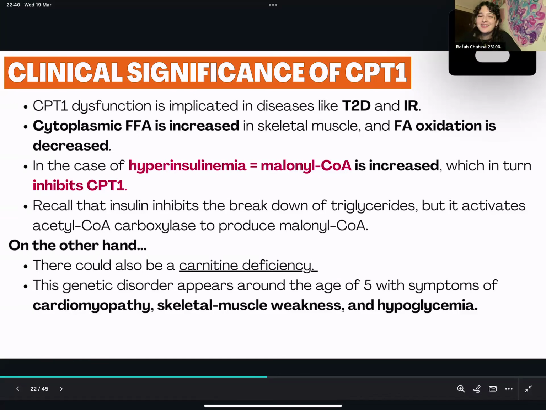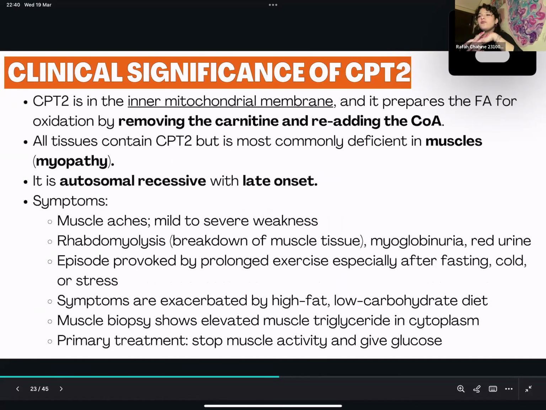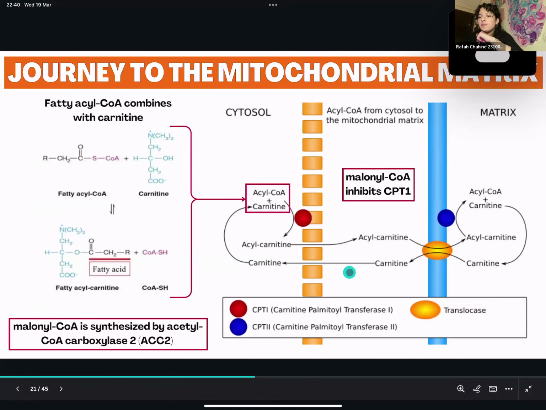Okay, thank you. So now we're moving on to CPT2. We talked about the clinical significance of CPT1 and how the dysfunction is very prevalent in diseases such as type 2 diabetes and insulin resistance. And we talked about this primary carnitine deficiency, but we haven't talked about CPT2.